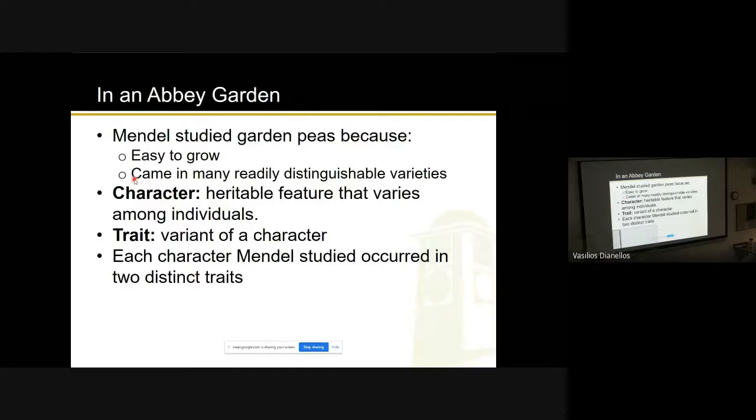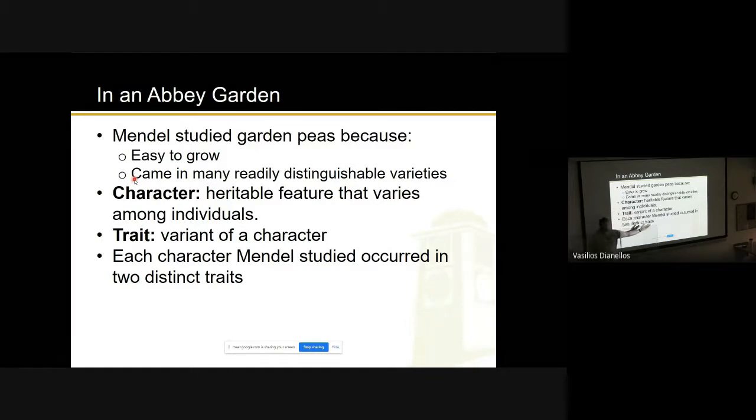So, for example, eye color is a character. Your chin, and I'll come back to this, is a character. Your hairline is a character. Your thumb is a character. Your little fingers are a character. I'm going to come back to that. But a character is a feature that varies among individuals.